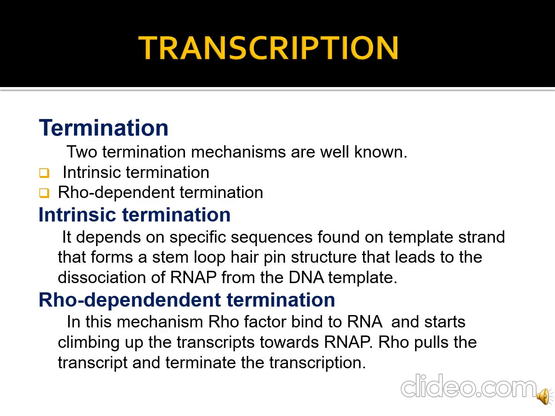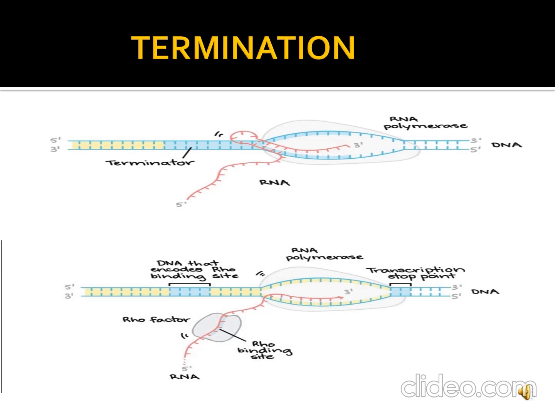In Rho-dependent termination, Rho factor binds to the RNA and starts climbing up the transcript towards the RNA polymerase. Rho pulls the transcript and terminates the transcription. Both intrinsic and Rho-dependent termination mechanisms are described in this picture.